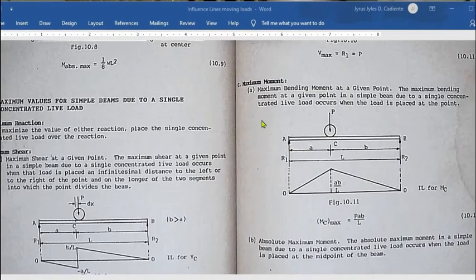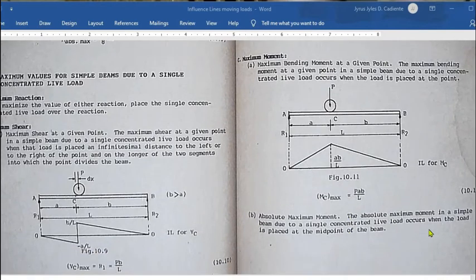Sa maximum moment at a given point, the maximum bending at a given point in a simple beam due to a single concentrated live load occurs when the load is placed at the point. Again, at point C, the maximum moment is PAB all over L. Next, absolute maximum moment in a simple beam due to a single concentrated live load occurs when the load is placed at the midpoint of the beam.